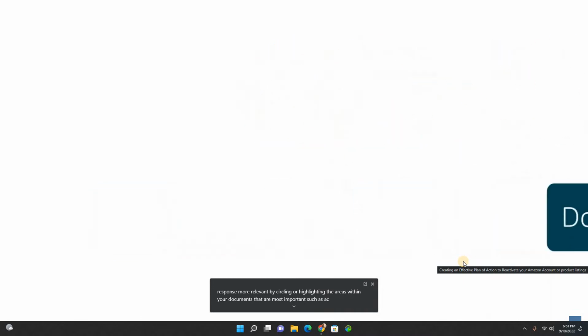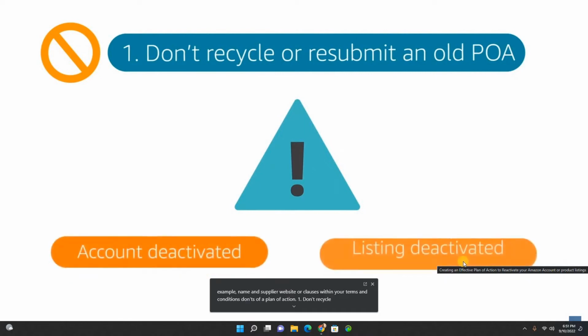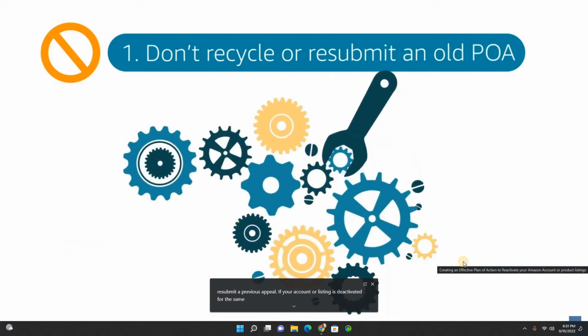1. Don't recycle an old POA or resubmit a previous appeal if your account or listing is deactivated for the same reason. Try to understand if the root cause has changed.